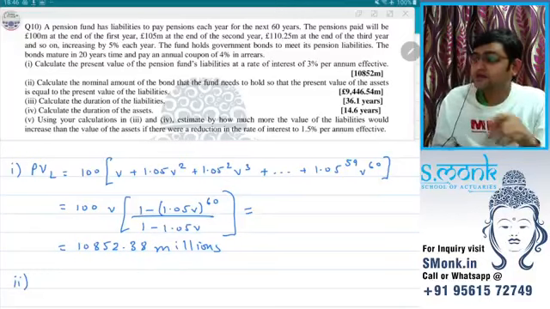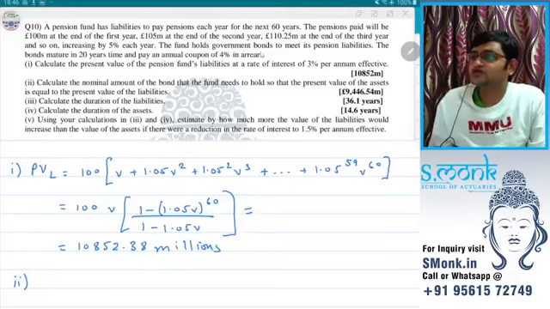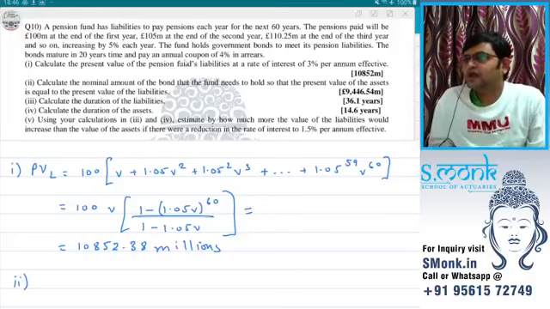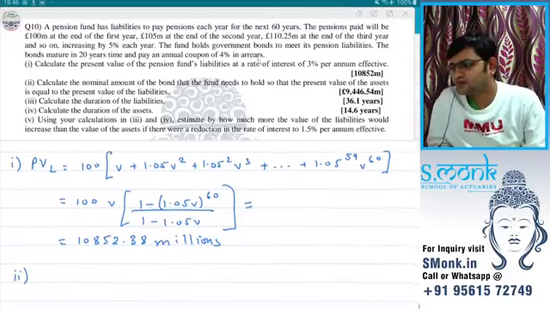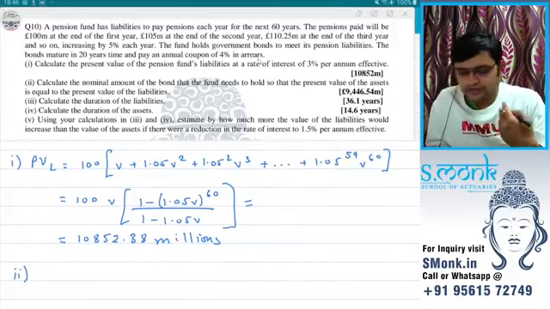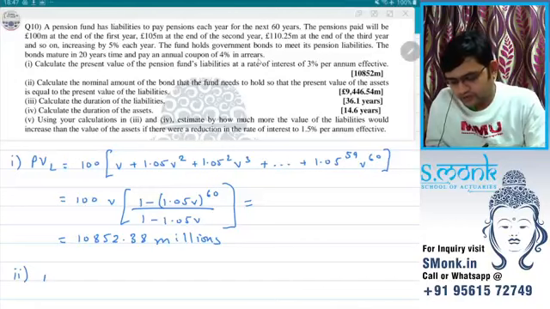So they are saying the fund holds government bonds to meet its pension liabilities. The bond matures in 20 years' time and pays the annual coupon rate of 4% in arrears. Okay, so whatever price it might be, we don't care. We want to calculate the present value of the bond.